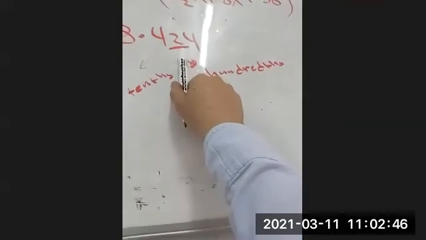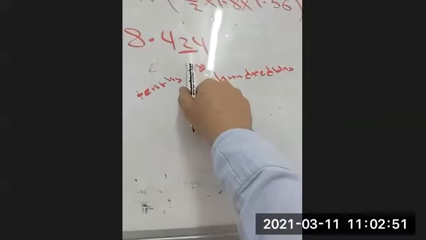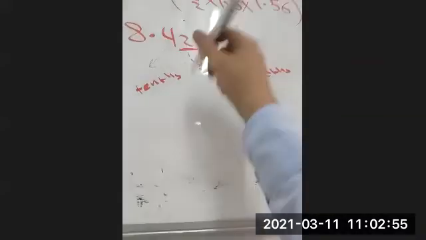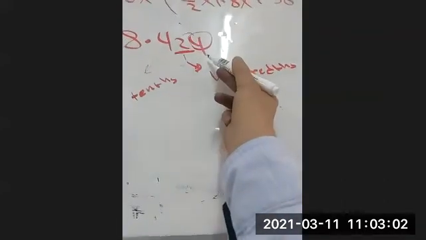The 2 becomes 0? No. How do we round the numbers, guys? We take a look at the number after the wanted number. What is it? 4.